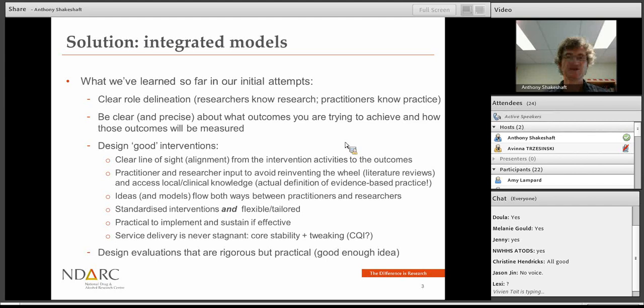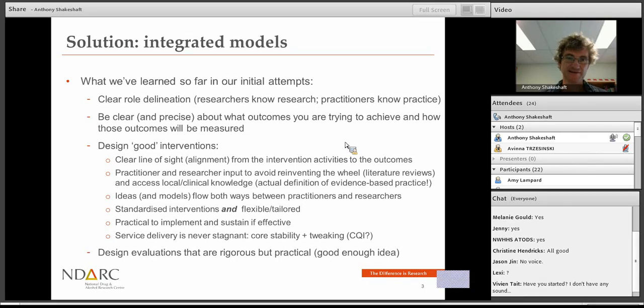So one is being really clear about who's doing what. When we partner with programs, I'm really clear that I don't know how to run a program. I'm not a clinician. What I know is how to do evaluation research. So what we need to do is find ways to bring together the skills I've got as a researcher with the skills that all of you have in terms of delivering programs. I don't know what they are, and the trick is to find ways to bring them together, but being really clear about that.